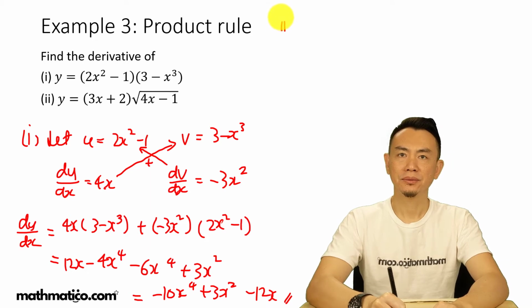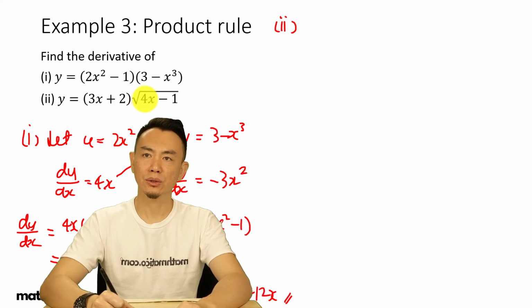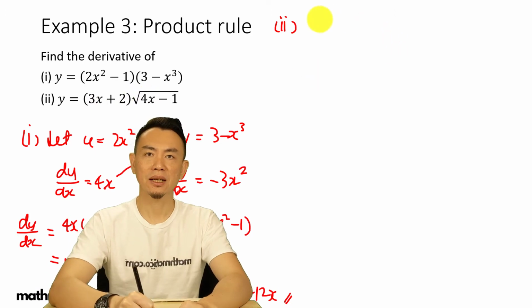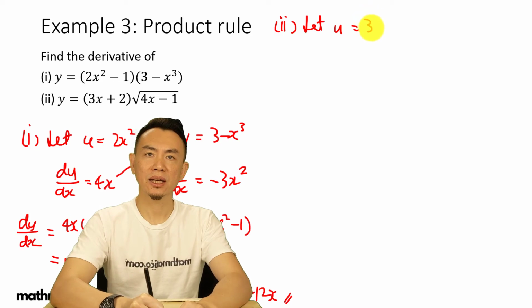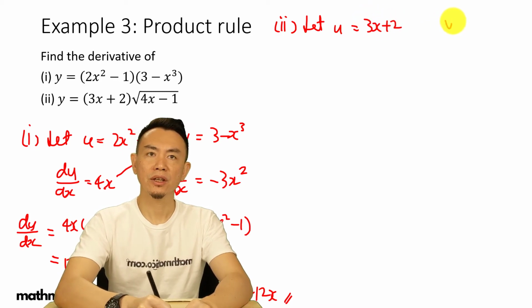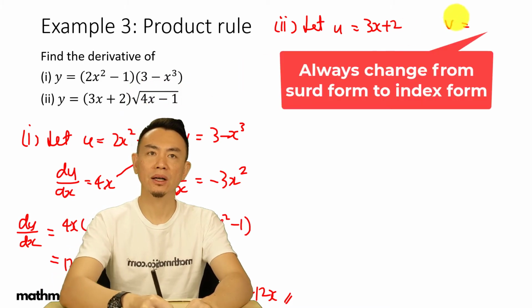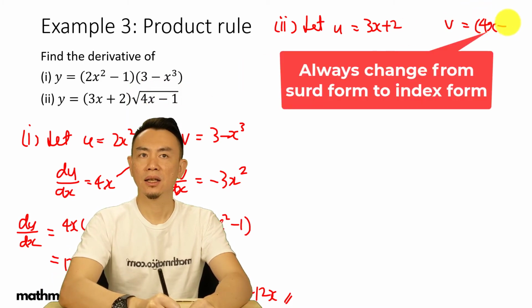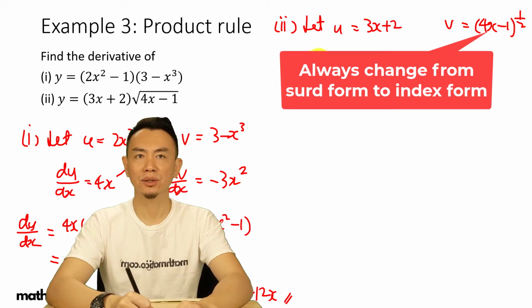Part 2. Same thing here. We have 3x plus 2 times square root of 4x minus 1. We're going to let u, let v. U is equals to 3x plus 2. V is equals to, okay, we're going to write this 4x minus 1 to the power of half. Okay, there's a power here that we have to put it in.